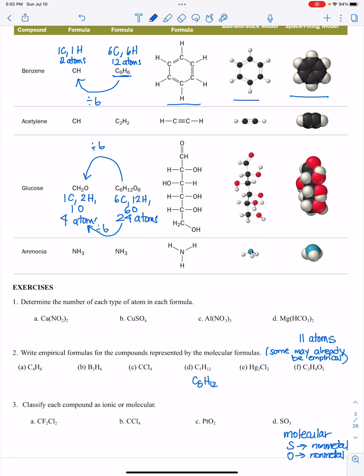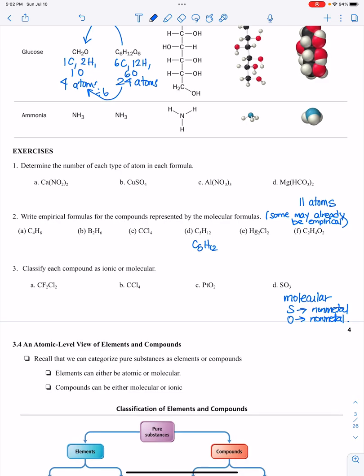So now, to end this little lecture here, you're going to do these 3 exercises here. I did give you some answers to get you going. For question 1 exercise, you're going to determine the number of each type of atom in the formula. I gave you the answer to D. It's 11 atoms. You could work backwards to figure out that's 11. For number 2, you're going to have to identify empirical formulas, and I did make a note here. Some of these may already be empirical, so don't be fooled by that. Like D is already empirical. 5 and 12 cannot be divided further. There is no common number to divide them both by, so D is already an empirical formula.